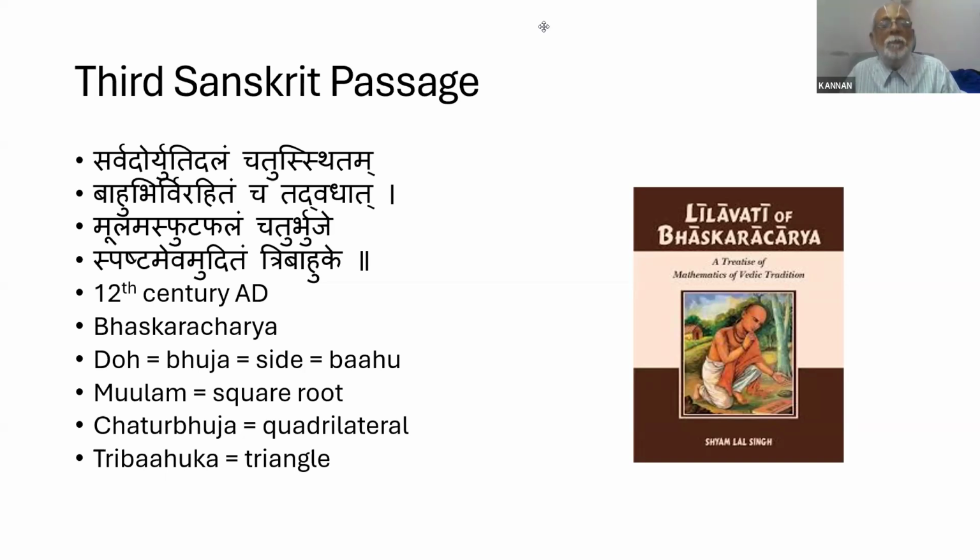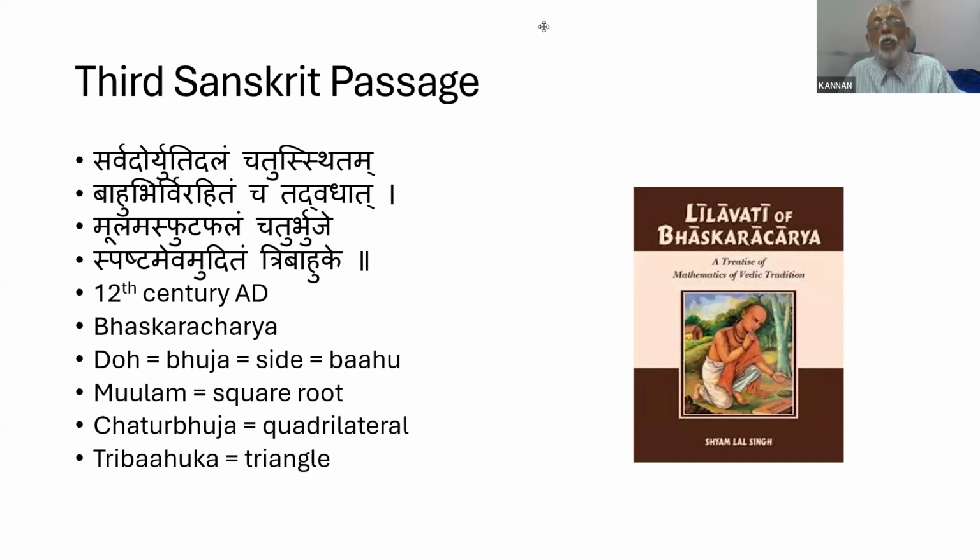Sarvadoryutidalam chatussthitam bahubhirvirahitam cha tadvadhati, mūlamasphuṭaphalaṃ caturbhuje, spaṣṭameva muditaṃ tribāhuke. This is called Rathodhata meter. In books like Valmiki Ramayanam, we find it.